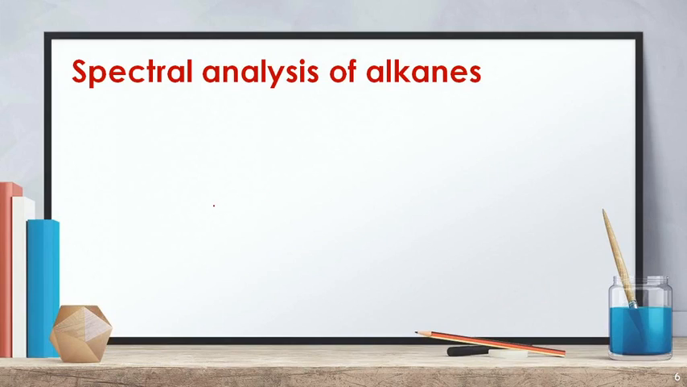Let us discuss the main concept, that is spectral analysis of saturated hydrocarbons, that is saturated acyclic hydrocarbons. In this category I am taking alkanes. So what is the formula for alkanes? CnH2n+2.